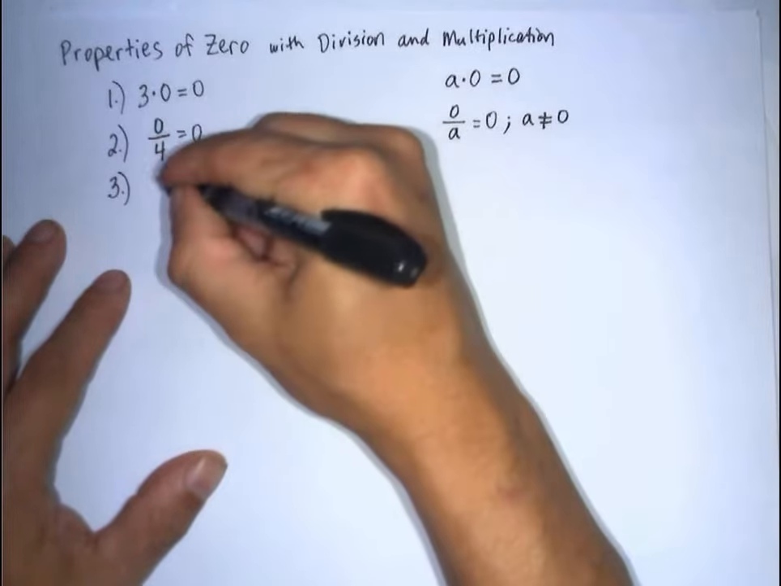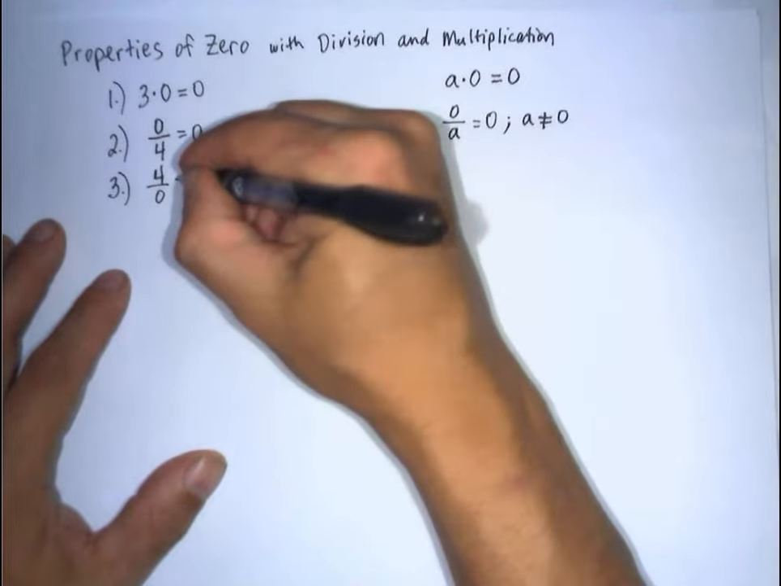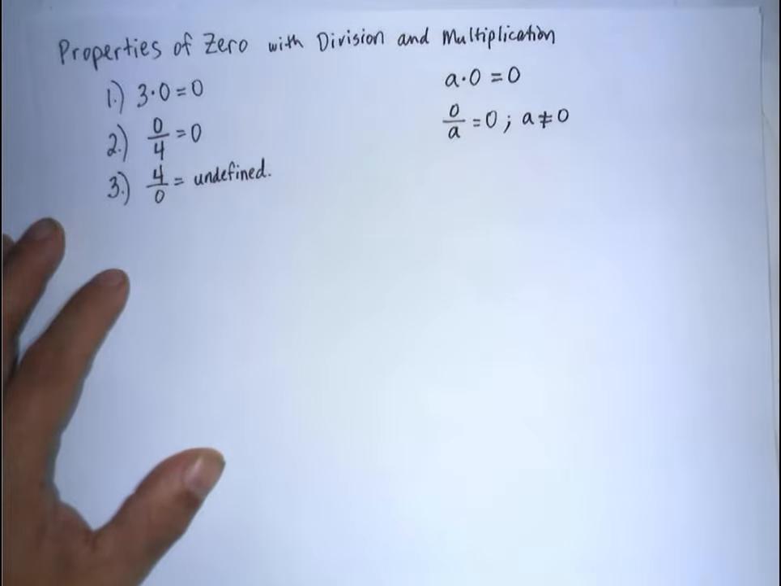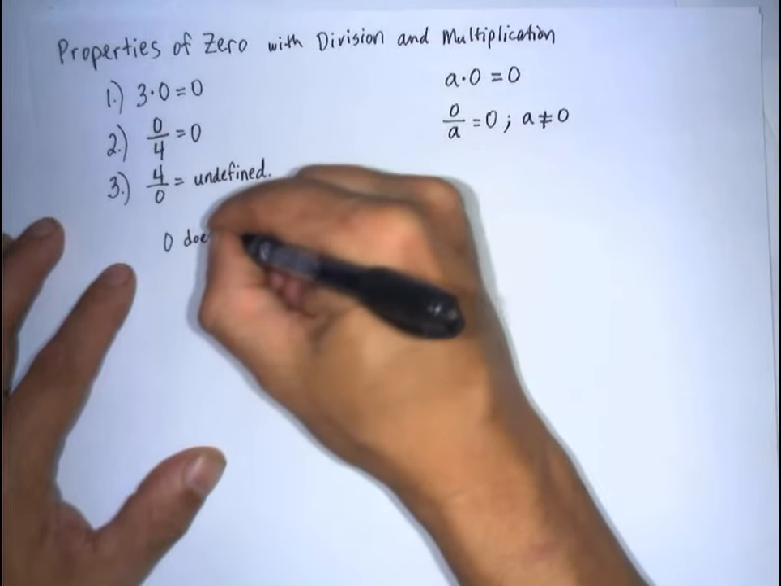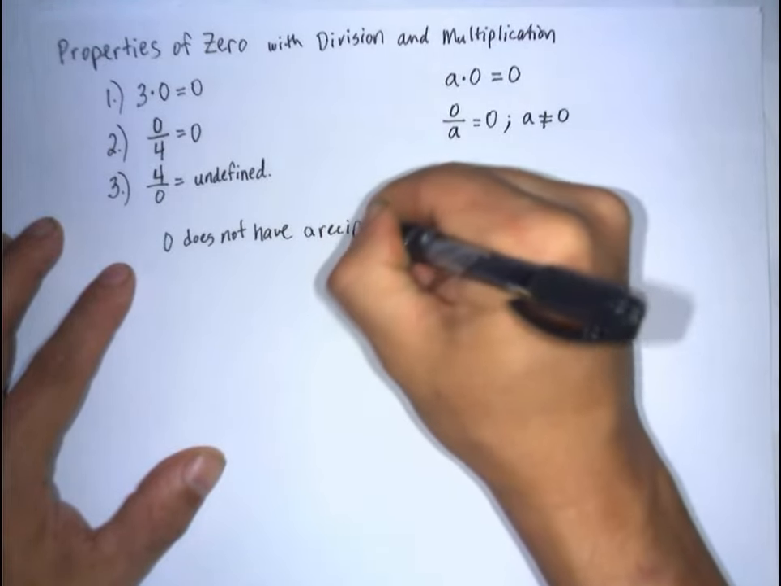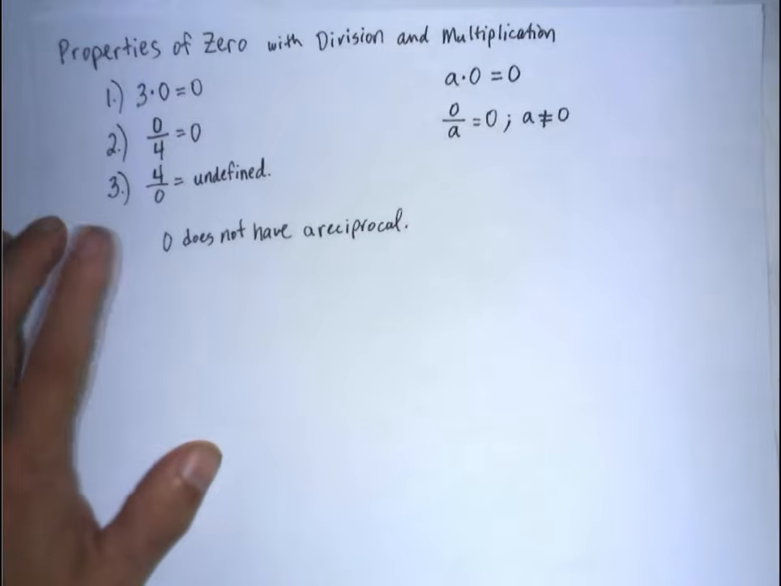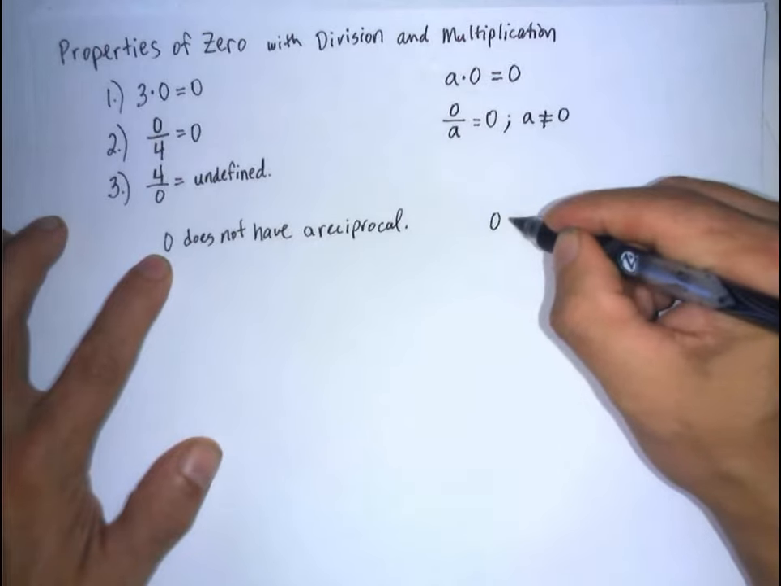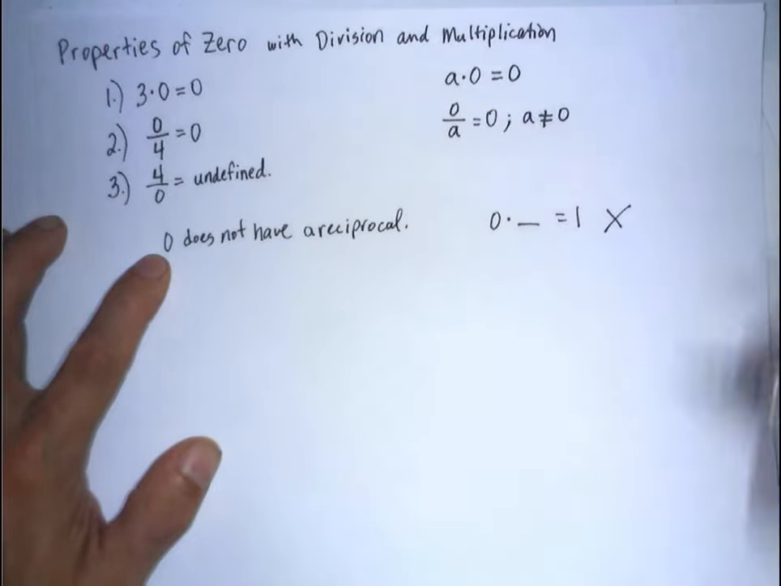Number 3, 4 divided by 0, if we do it the opposite, this is undefined. And I want to explain why. 0 does not have a reciprocal. That's one way to explain it. Because remember I said that two reciprocals multiply up to be 1. Well, there's no way that you can multiply anything by 0. 0 times nothing equals 1. So we cannot divide by 0.